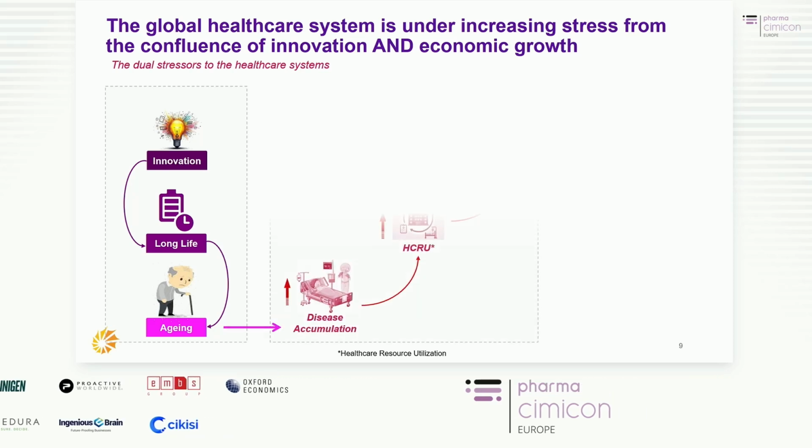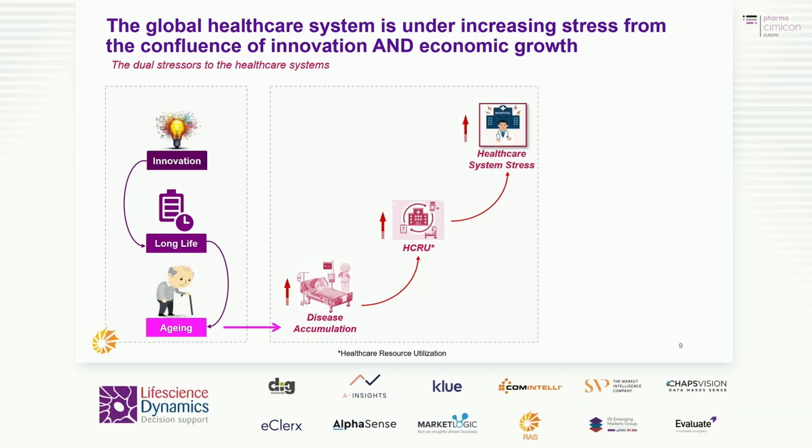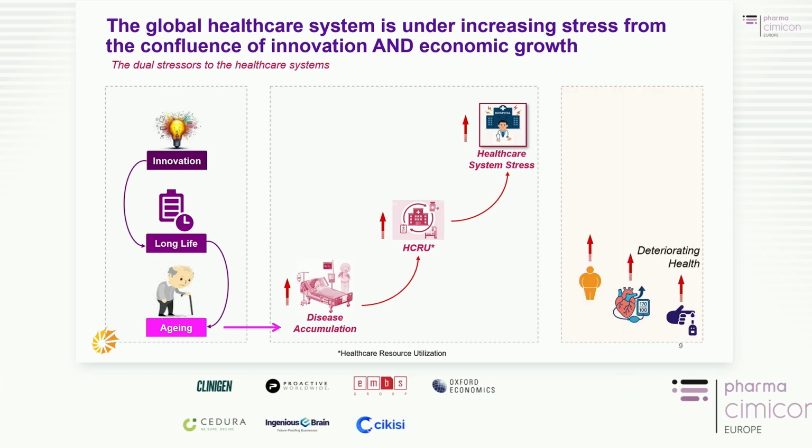Now, what that does is, with age comes accumulation of disease, which we know. With that comes the increase in healthcare resource utilization. And with that comes the increase in the stress to the healthcare system, because the healthcare system, remember, is limited. Now, this is all something that we expect and we accept. This is not something that is unusual. This is a price that we have agreed to pay for innovation. This happens today. Now, let's see what happens if we add a couple of other stresses.